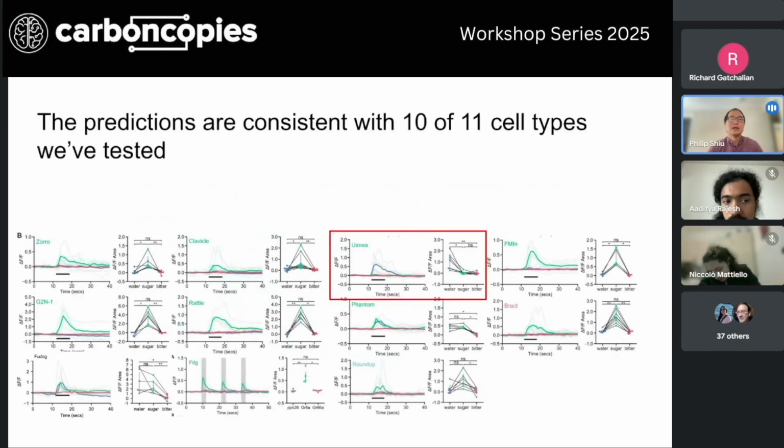And these predictions are consistent with 10 out of 11 cell types that we tested. So basically, in the vast majority of cases where we predicted a neuron responded to sugar, they would. And I'm not showing you data where neurons that are predicted not to respond to sugar, but in general, they basically don't respond to sugar.